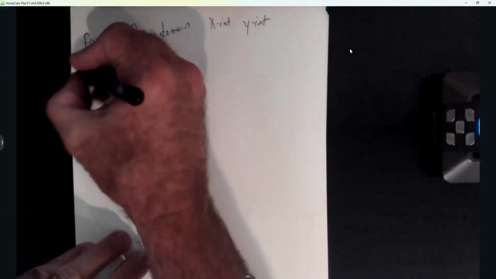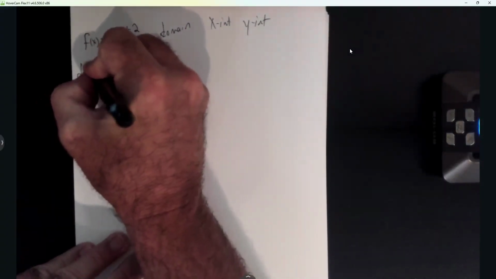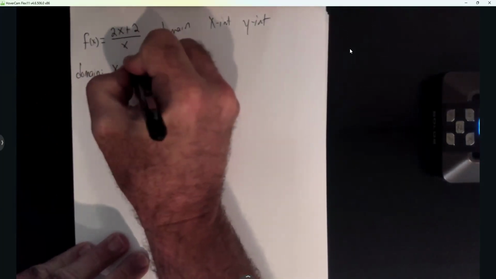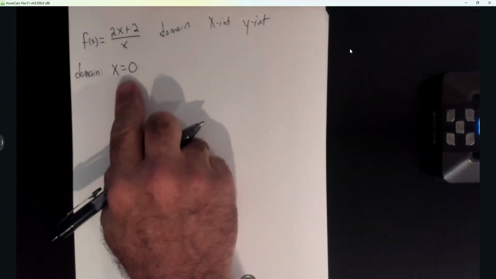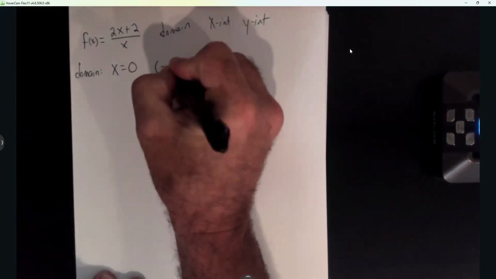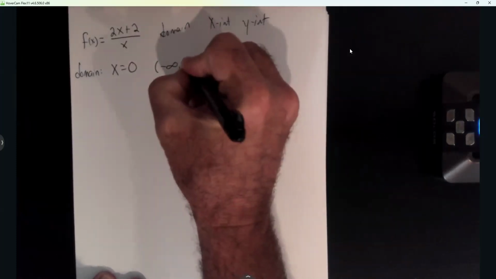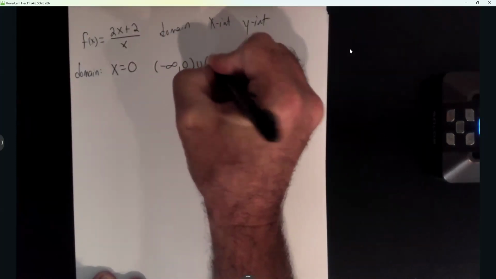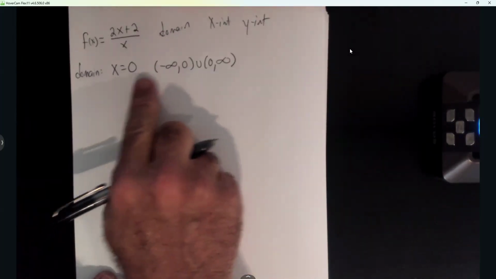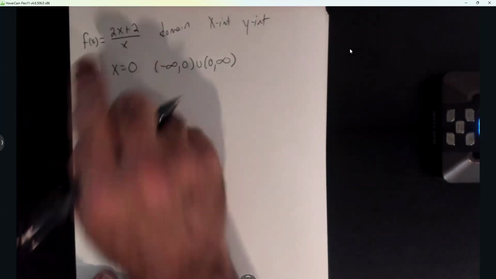So for the domain, I'll start with that. For the domain, I'm going to set the bottom equal to 0, which means there's nothing else you can do with that. So we're going to kick out 0 from our domain. So my domain will go from -infinity to 0, union 0 to positive infinity. Okay? So I'm only kicking out one number, 0.